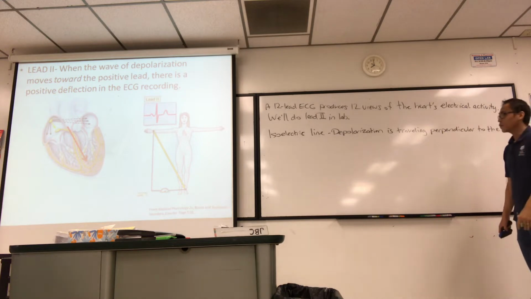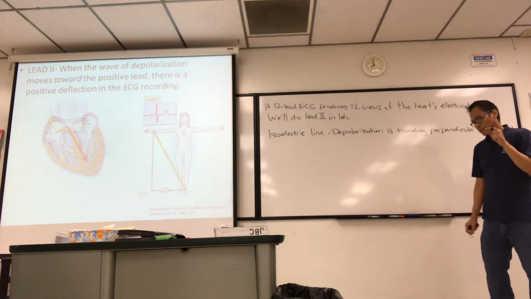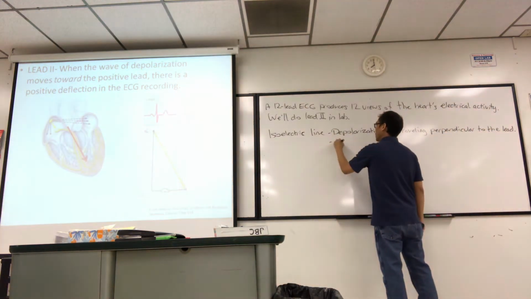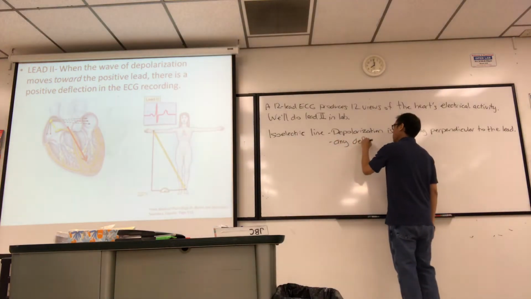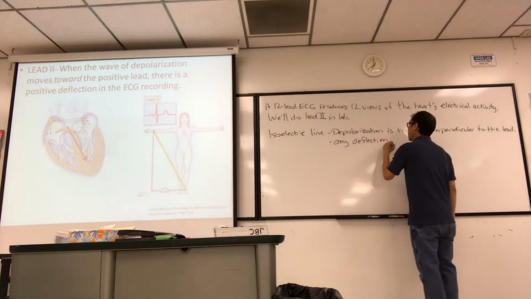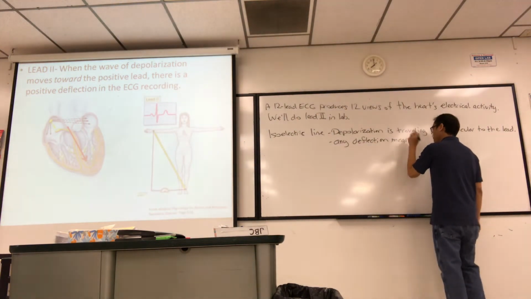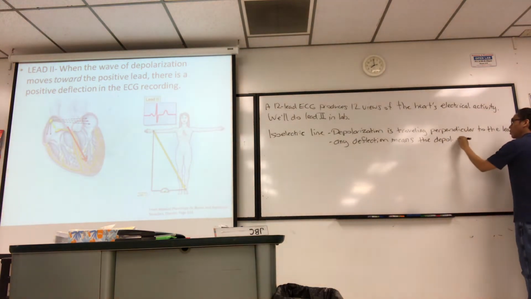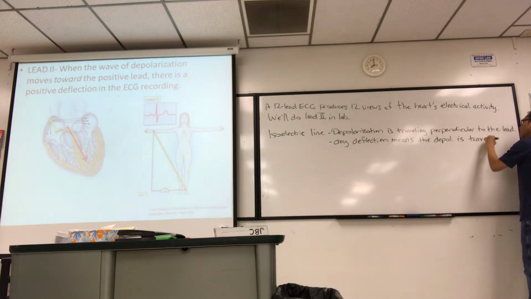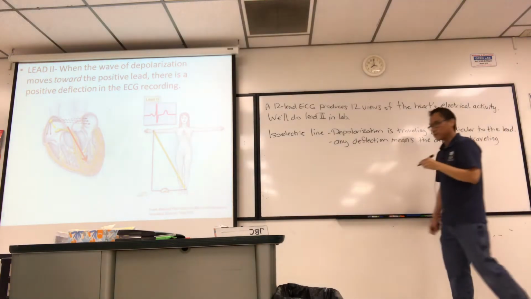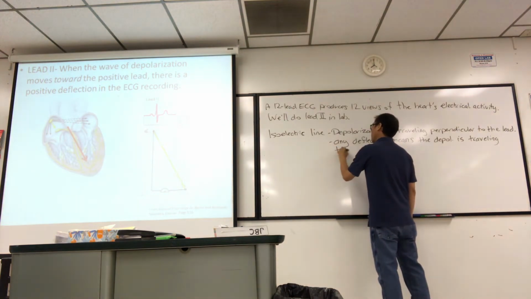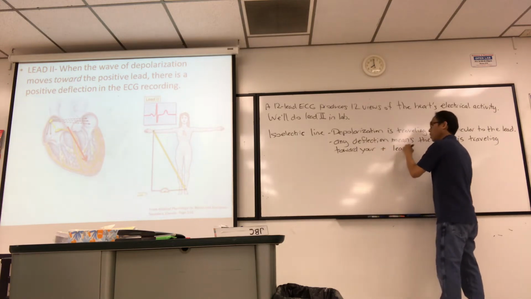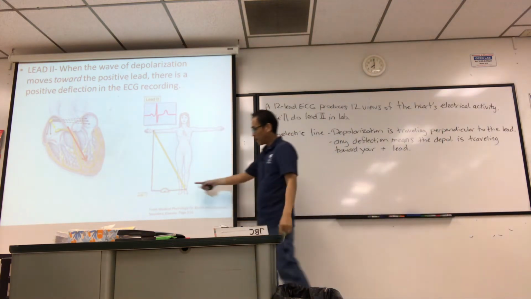Ours is lead 2. So if you see a deflection, that means the depolarization is traveling toward your positive lead. Any deflection means the depolarization, the dipole, is traveling toward your positive lead. You're putting yours on the ankle there, the left ankle.